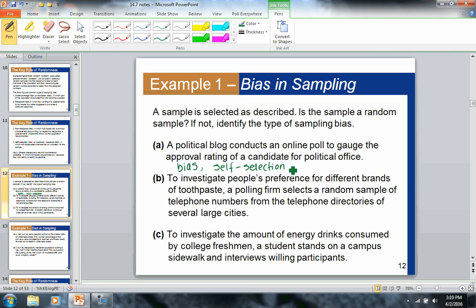Okay. Part B, to investigate people's performance for different brands of toothpaste, a polling firm selects a random sample of telephone numbers from the telephone directories of several large cities. Sounds good, but it actually has bias as well because it might not get all the cities that use that type of toothpaste. So this is undercoverage.